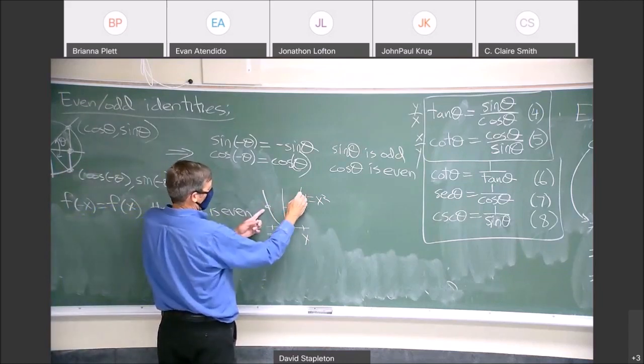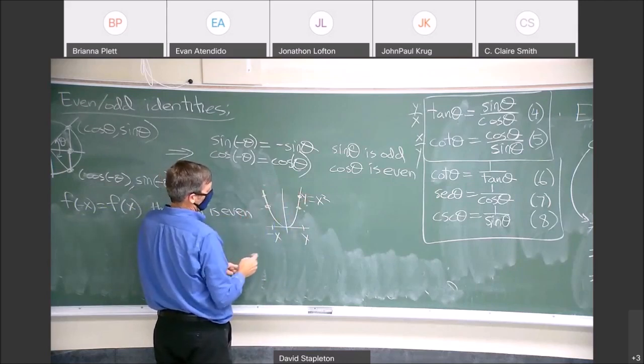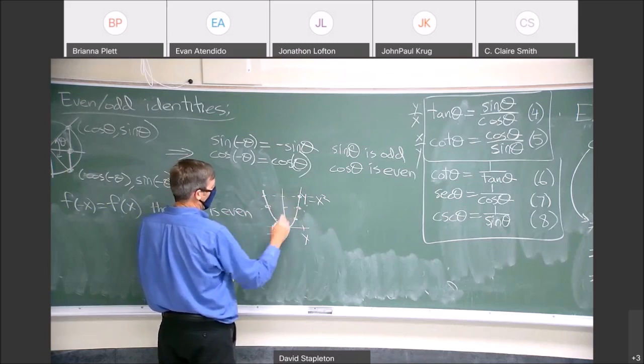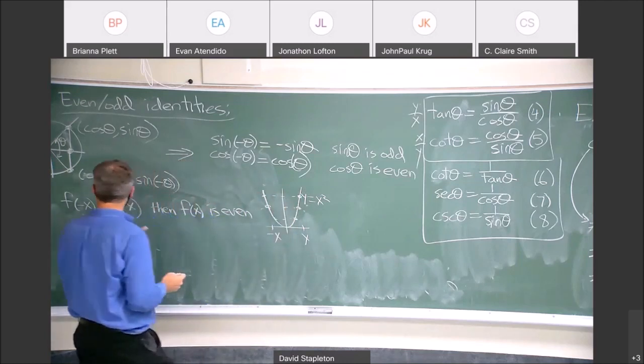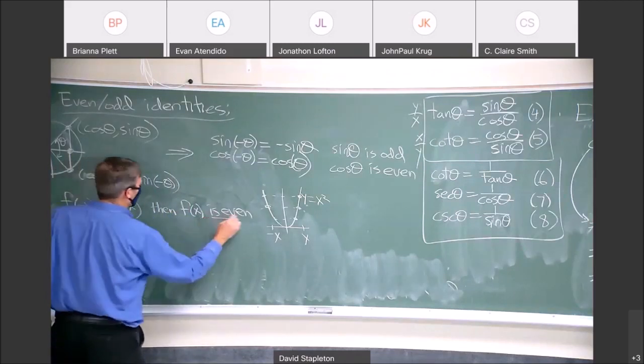And what happens is every point here has a sister point over here. You can flip the graph over the y-axis and it lands on itself. Every point is symmetric across the y-axis, we say. That's the characteristic of the graph of a function that has this property. So this is the definition of even.